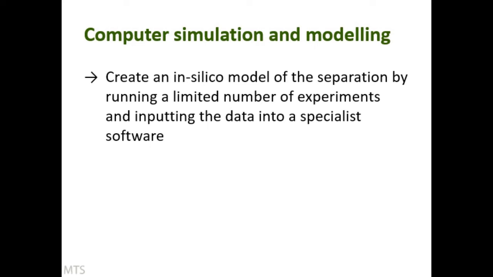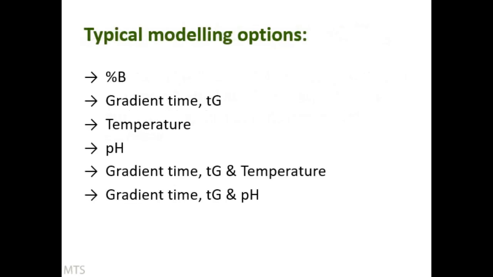What do we model on? Well, this is reverse phase. It's aimed at that. So we've got %B, time of gradient, temperature, pH. You can combine things, so you could look at the gradient and the temperature, or the gradient and the pH. But the number of experiments is usually about 2 here and 4, and maybe for pH 6. So not a huge number of experiments to build the model.